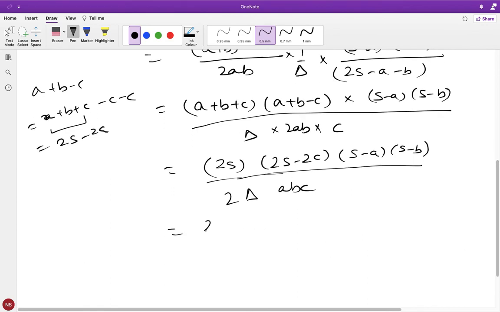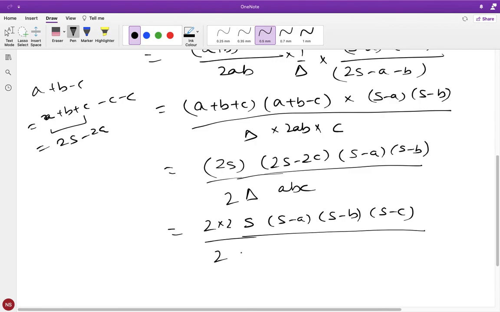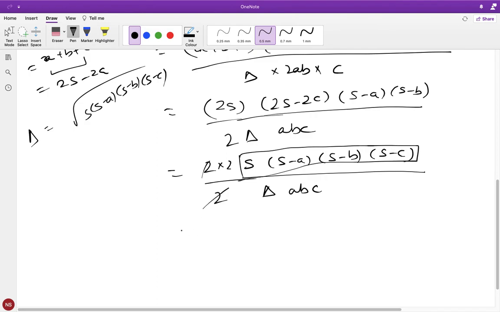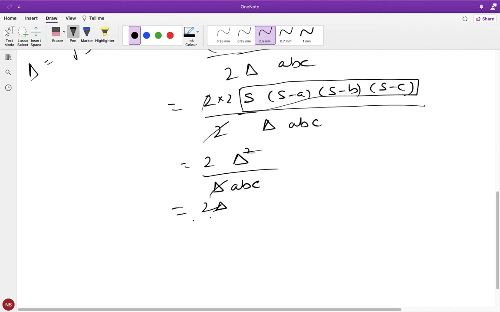Now let us take the 2's out. S into s minus a into s minus b into s minus c, and 2 here, so 2 into 2 by 2 into delta abc. Now s into s minus a into s minus b into s minus c is delta square, because we know that area of triangle is given by this, right? So this is delta square, and 2 and 2 are cancelled, so 2 into delta square by delta abc. Delta cancelled, 2 delta by abc.